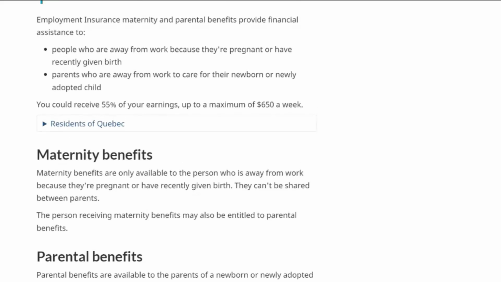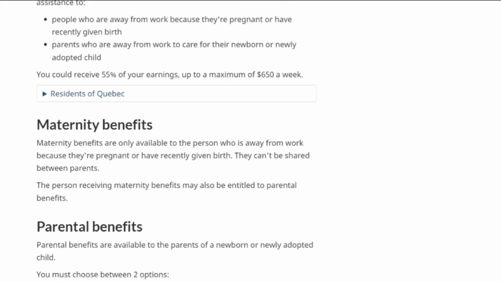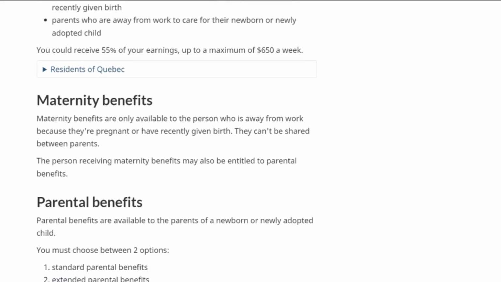Now, let's talk about EI maternity and parental benefits. What do these benefits offer? Employment insurance maternity and parental benefits provide financial assistance to people who are away from work because they're pregnant or have recently given birth, or parents who are away from work to care for their newborn or newly adopted child. You could receive 55% of your earnings, up to a maximum of $650 a week.